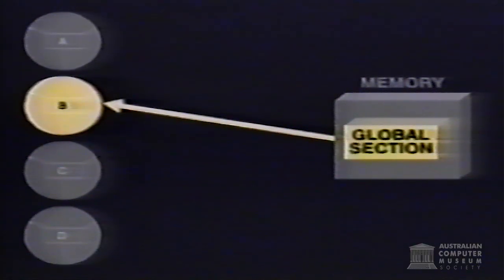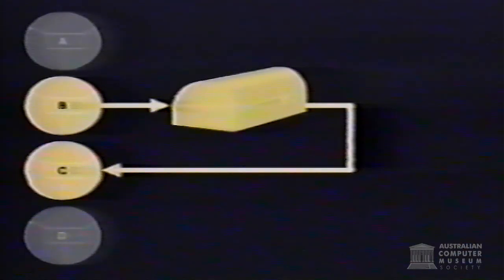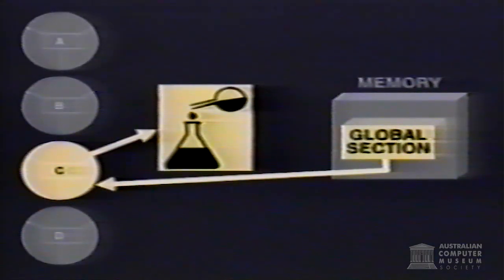When the analysis is complete, Process B writes the results out to a disk file. If Process B determines that the current data indicates the need for additional control of the experiment, it writes a message to a mailbox. Process C reads the message in the mailbox. Process C, alerted by the message from Process B, reads the information in the global section and adjusts the parameters of the experiment.